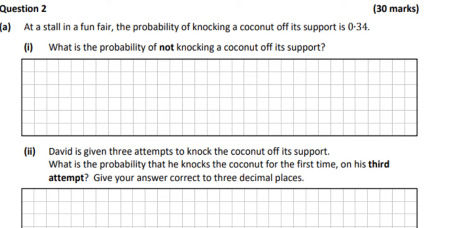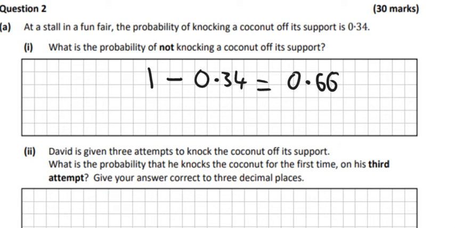Hi folks, so question 2 then. At a stall, the probability of knocking a coconut off its support is 0.34. So what's the probability of not knocking it off its support? It's just going to be 1 take away that, so 1 take away 0.34. So that will be 0.66.